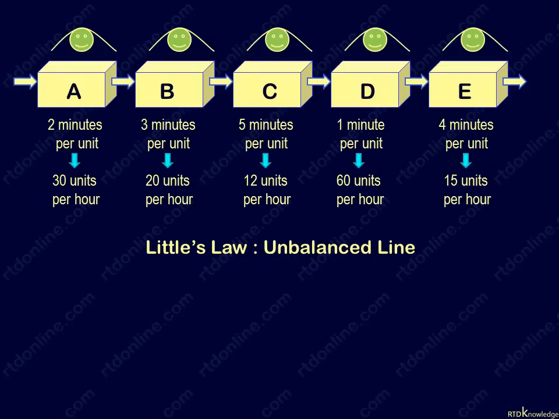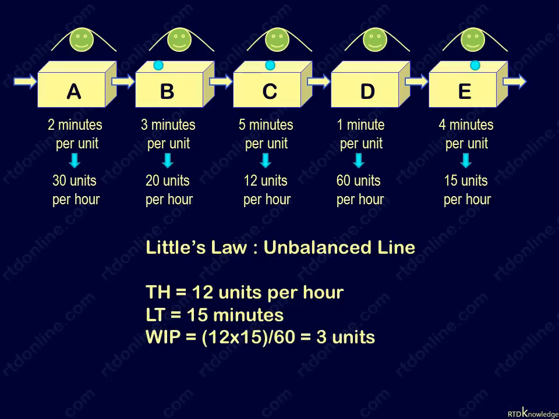Let's examine our original process, which is an unbalanced line, and find out its work in process. Here, throughput rate is 12 units per hour, and lead time is 15 minutes. So its work in process equals 3 units. This means our 5 operators are working on just 3 units at any one time, and these 3 units would most of the time be in the 3 slowest workstations, B, C, and E.